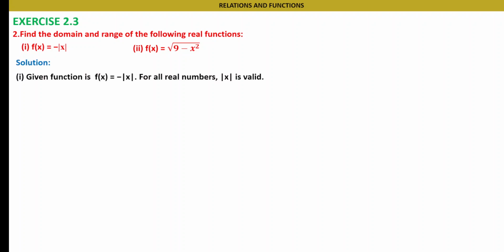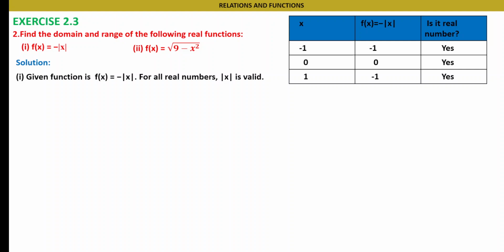Solution. Given function is f of x is equal to minus mod x. For all real values, mod x is valid. Let us validate with some values. Let us take x as minus 1. Then we will get f of x as minus modulus x. What is the minus of modulus x? Minus of modulus 1 is minus of plus 1, so we are going to get minus 1. Is it real? Yes.